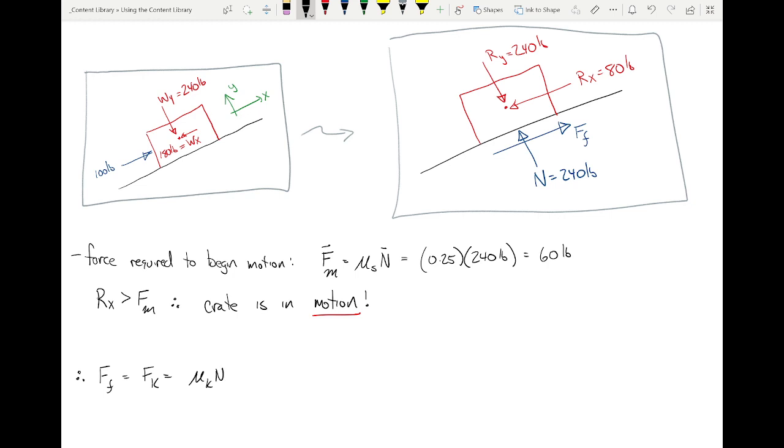So you're thinking about this, trying to say, is it in equilibrium? It's not in equilibrium because it's moving. We're outside statics land at this point. We finally entered the realm of dynamics. So what's the answer to this problem? Crate is not in equilibrium. FF is 48 pounds.